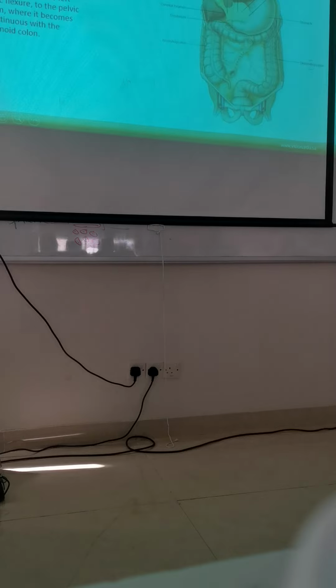The descending colon is 25 centimeters and it extends from the left colic flexure. So this is the left colic flexure. It comes to the sigmoid colon, where it continues as the sigmoid colon. Now you can see this S. So this is the sigmoid colon. Then it will go as the rectum. The peritoneum covers in front, so it is a retroperitoneal structure.